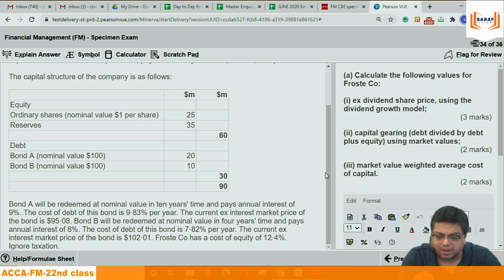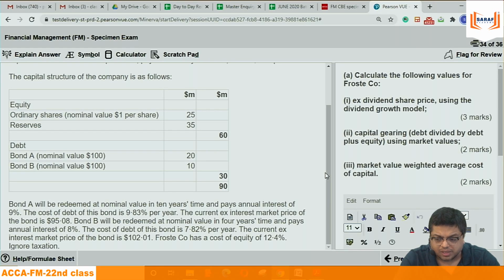So bond A 20 million, we will redeem 20 million after 10 years. Every year we are paying 9% interest. The cost of debt of this bond is 9.83% per year. Why? Bond A will be redeemed at nominal value in 10 years' time and pays annual interest of 9%, yet the cost of debt is 9.83%. Why? When we redeem at par, we are paying 9%, so the cost of debt should be 9%. Why is it 9.83%? You don't have to calculate. They have calculated the cost of debt. But why is it greater than 9%?